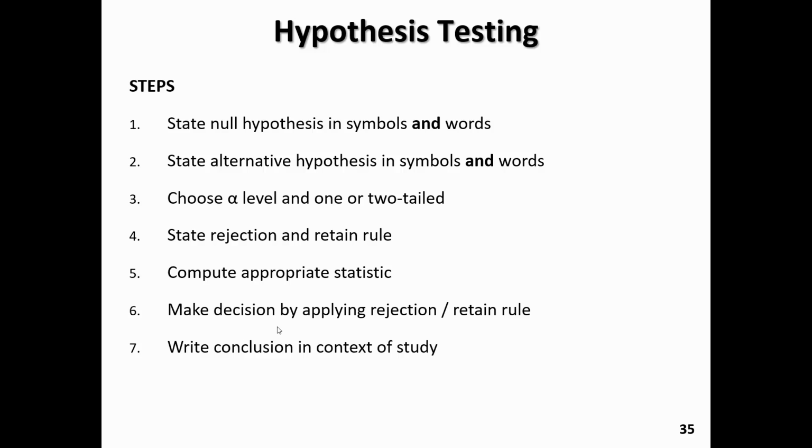We then make a decision by revisiting our rejection retain rule. Once again, we did not specifically state this in this particular video, but in the future we will state that rejection retain rule, and that's based on comparing, in our example, the negative 0.63, which was our computed statistic, against the 1.96 value that established the 95% region of non-criticality versus the 5% region, which would be critical.